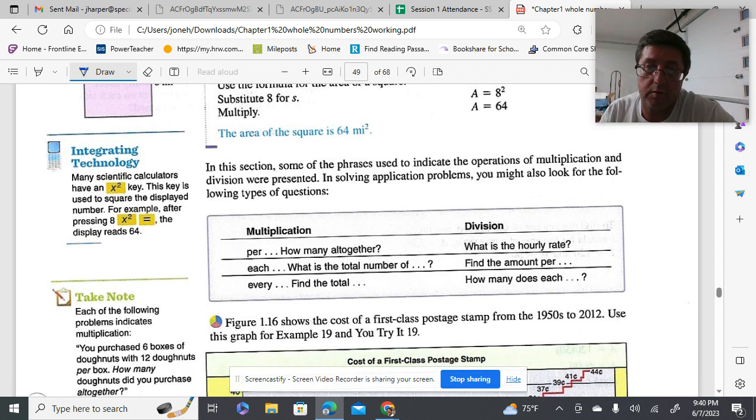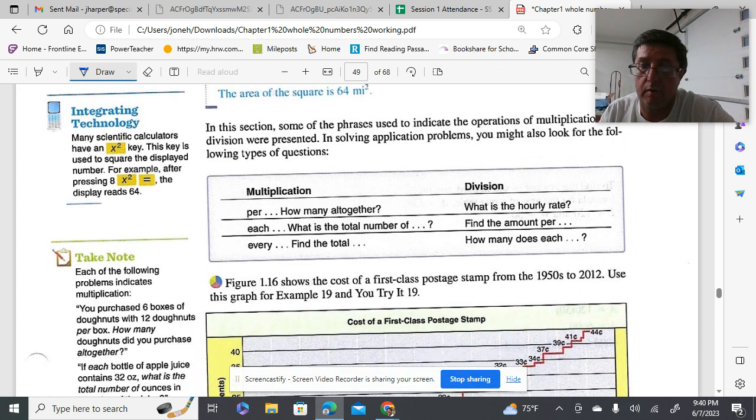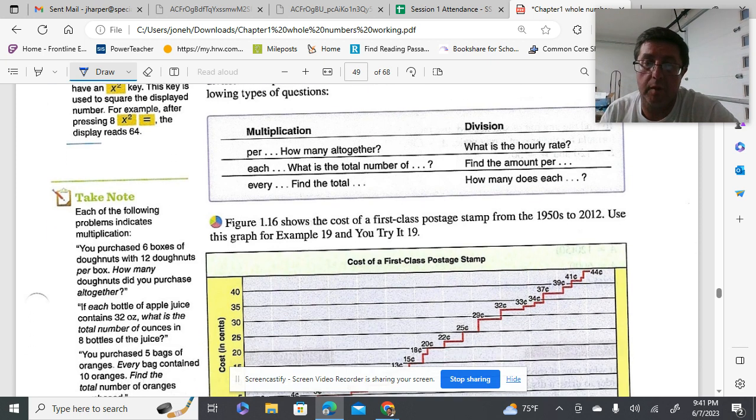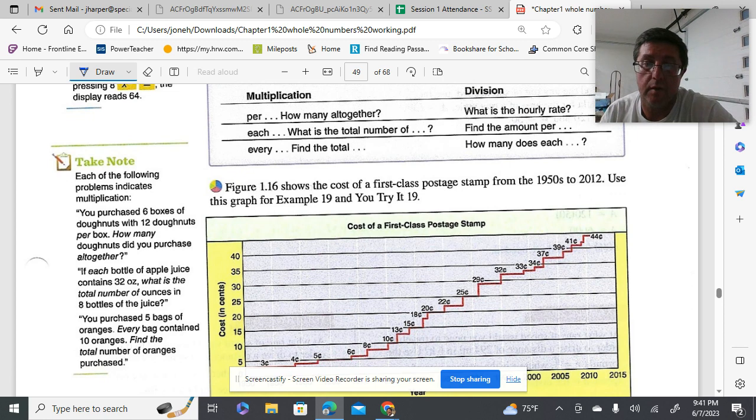So multiplication: per. These are words that will let you know that it is multiplication. Per. How many altogether? Each. What is the total number of? Every. Every is another word that would mean multiplication.